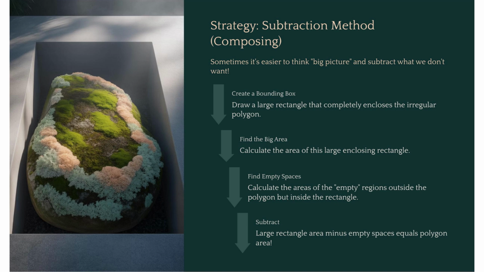The other great method is the subtraction method. This is especially helpful if decomposing the shape creates too many small pieces or weird decimals. The idea is to imagine the shape you want to find the area of and draw a large, simple rectangle around it that perfectly encloses it. Then, you calculate the area of the whole large rectangle and subtract the areas of the empty shapes that are inside the rectangle but outside your polygon.